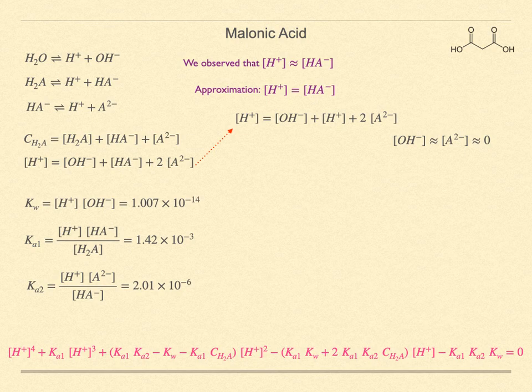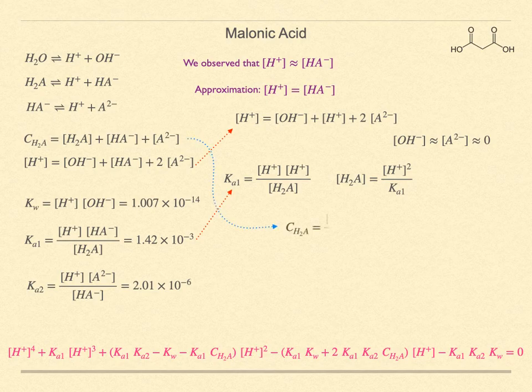Look at another equation, that for Ka1. We can replace HA minus with H plus and rearrange to get an expression for H2A. So take these two pieces of information, first that we set A2 minus equal to 0, and then that we make the above replacement for H2A, and insert them into the mass balance equation. This now produces a quadratic equation in just the H plus variable. When rewritten, it gives this equation that can be solved with the quadratic formula. We have reduced a quartic equation problem to a quadratic equation problem.